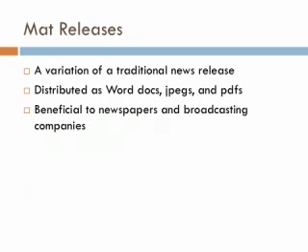Mat releases are a variation of the traditional news release. These provide consumer information and tips on various subjects with only a brief mention of the nonprofit or corporation that has distributed the release. They were originally sent in mat form, but today they are distributed as Word documents, JPEGs, and PDFs. These can be run as a feature in a newspaper or offered as video and audio features for broadcasting companies. The benefits are newspapers and broadcasting companies can use them to fill up space for virtually no cost.